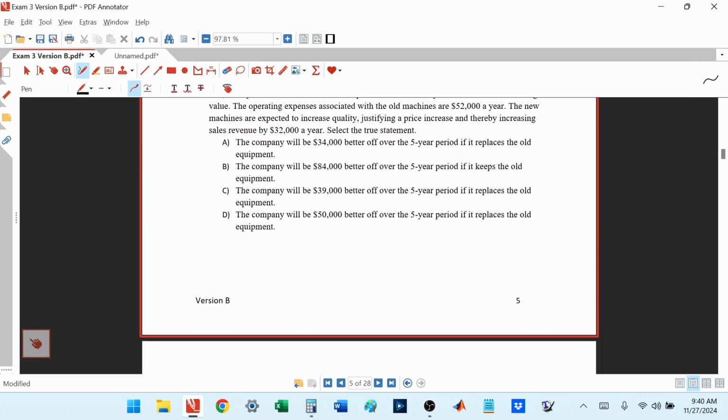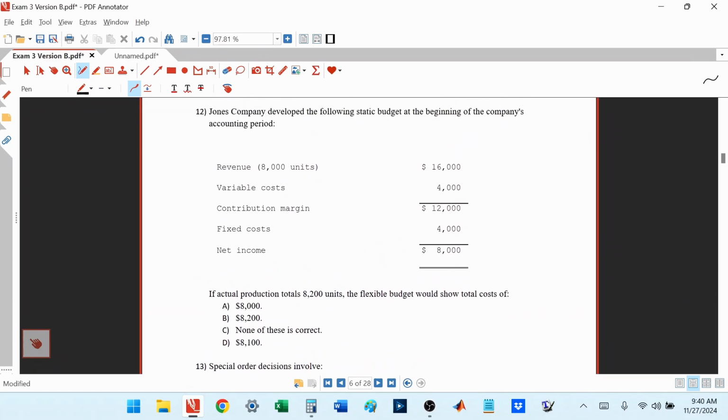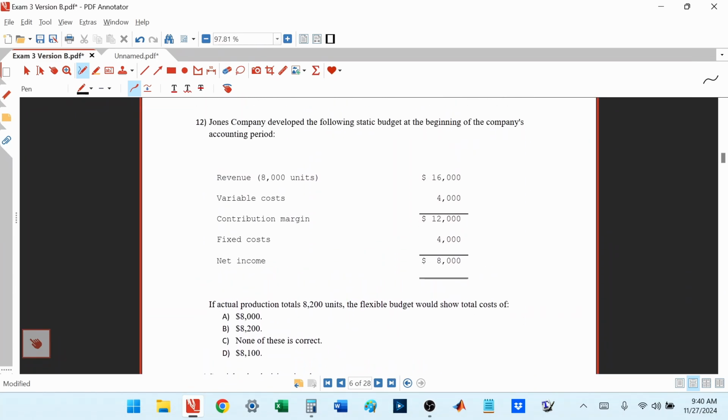Number 12. If actual production totals 8,200 units, so that's actual Q, then the flexible budget would show total costs of, so the flexible budget's total costs, we have the variable costs on the flexible budget, which are the product of actual quantity and budgeted per unit variable cost. And then we have to add the budgeted fixed costs. So these are the flexible budget total costs.